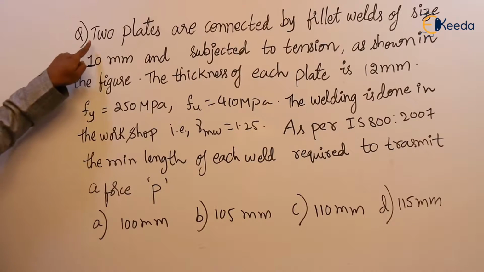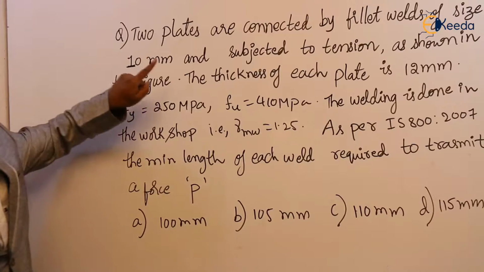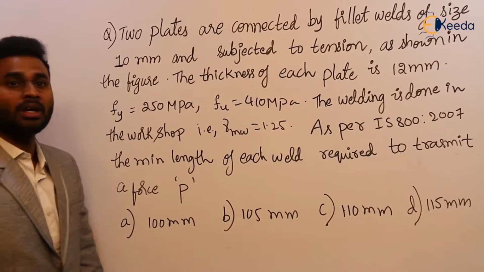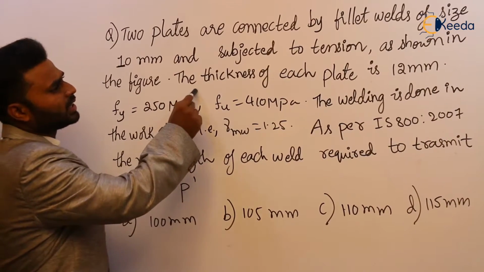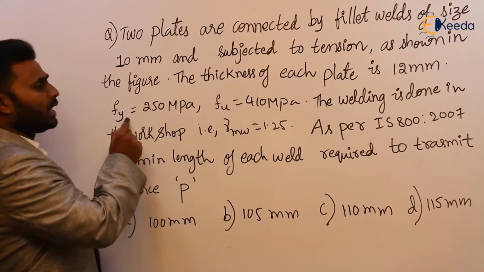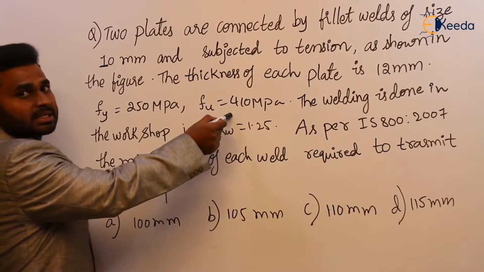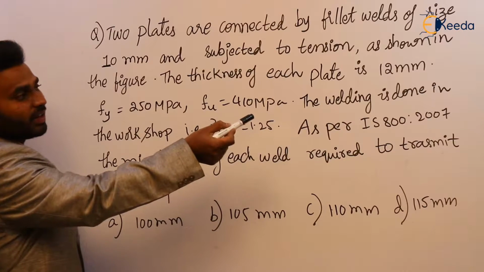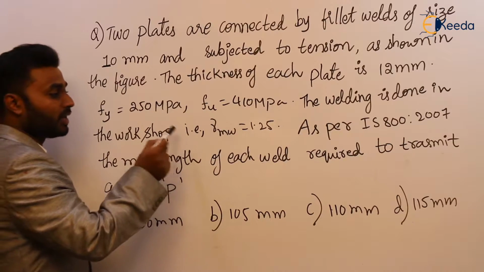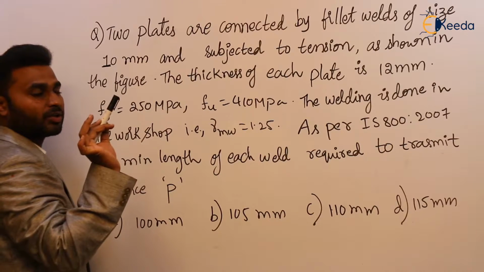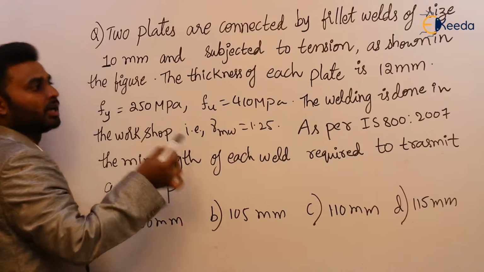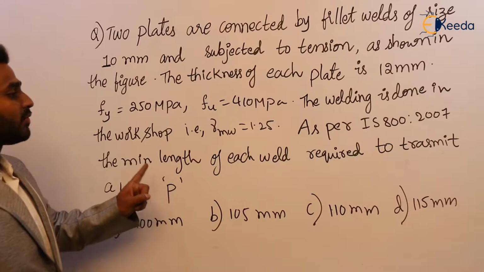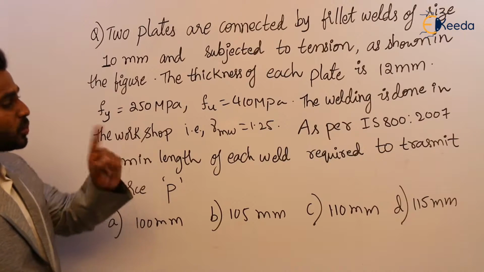If we see the question, two plates are connected by fillet weld of size 10 mm and subjected to a tension as shown in the figure. The thickness of each plate is 12 mm, and the yield stress and ultimate tensile stress are given: Fy is 250 MPa and Fu is 410 MPa. The welding is done in workshop, so the factor of safety we have to take is 1.25, that is also given. Now, as per IS 800 2007, the minimum length of each weld required to transmit the force P.